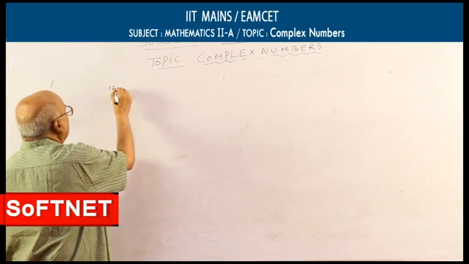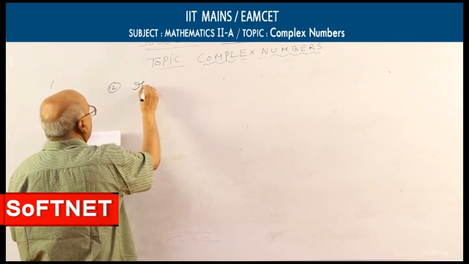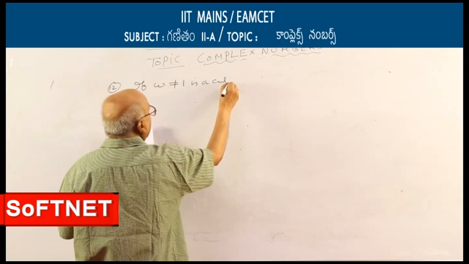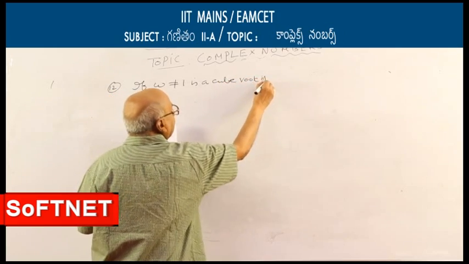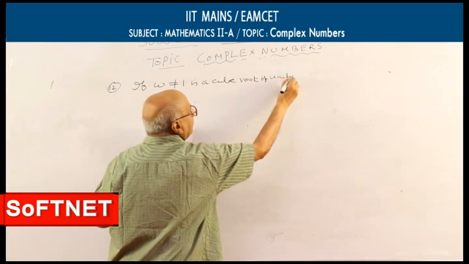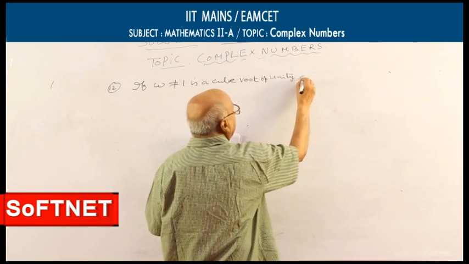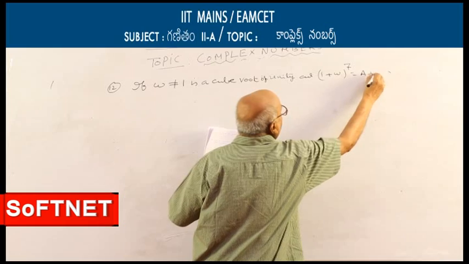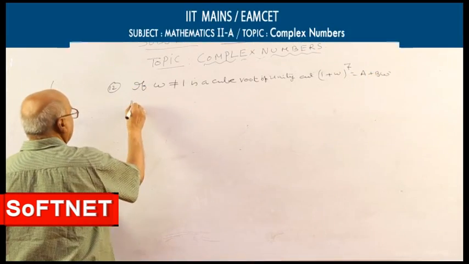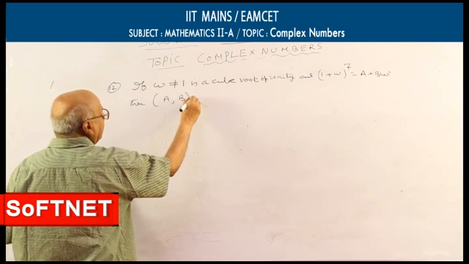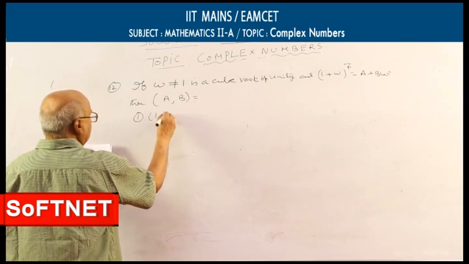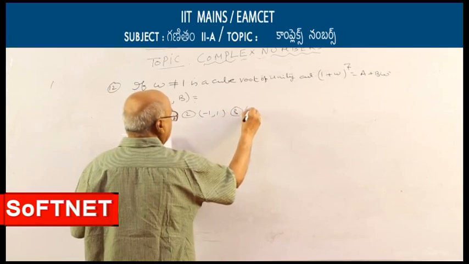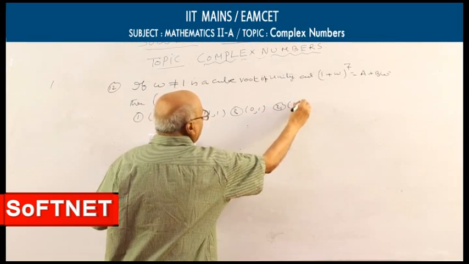Problem number 12. This is also, if omega not equal to 1, this was once asked in mains and Eamcet also, is a cube root of unity, and 1 plus omega power 7 is equal to a plus b omega, then the ordered pair a comma b is equal to number 1, 1 comma 0; 2, minus 1 comma 1; 3, 0 comma 1; and 4, 1 comma 1.